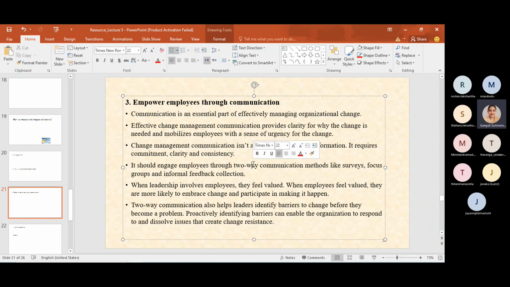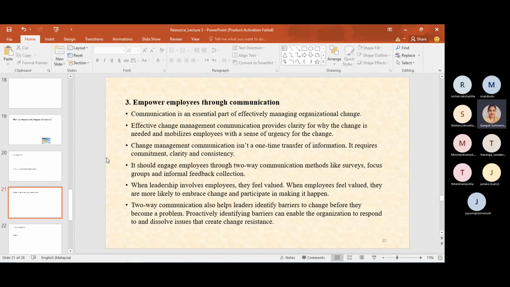Another important thing when it comes to communication is that it should be a two-way process. When you are communicating with your employees, it should not be just you talking to them. Your employees should also talk to you. You are talking to them and they are also talking to you. You should not be the only one who is talking.